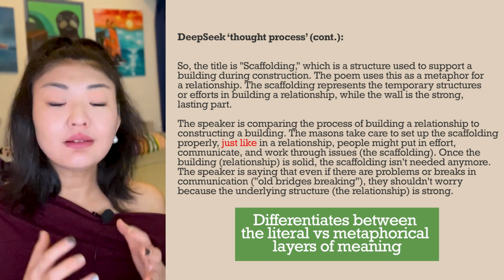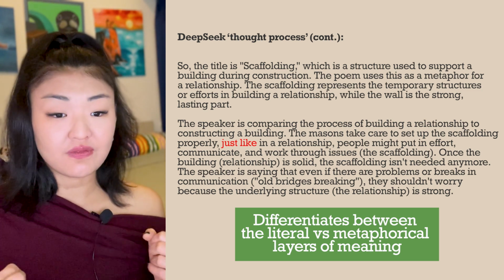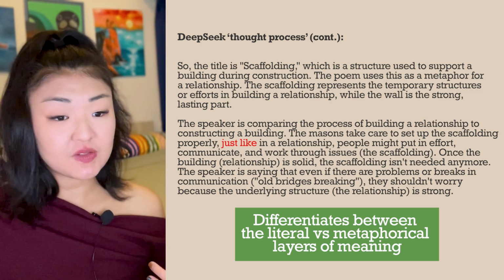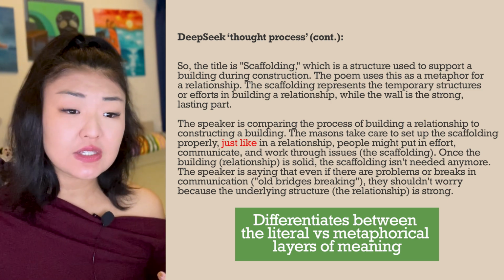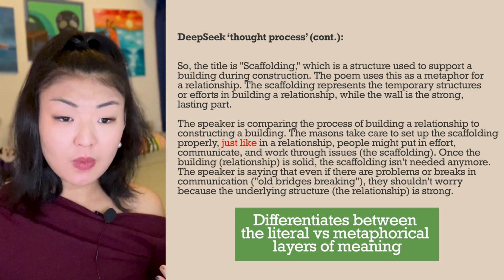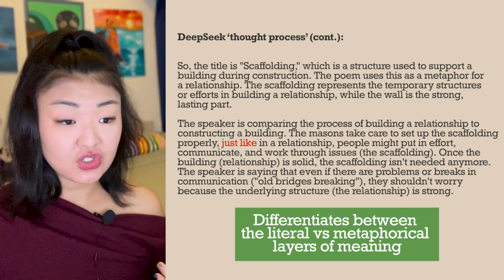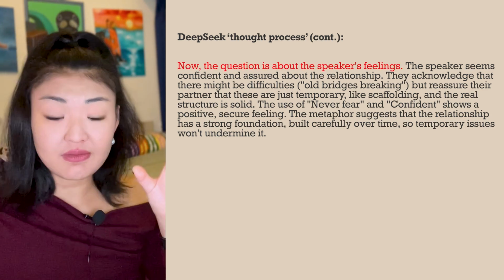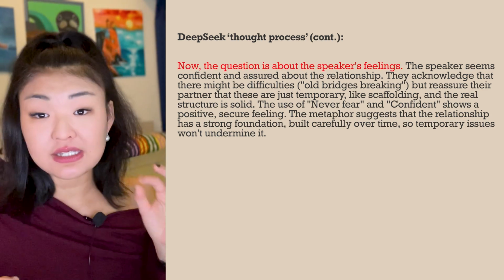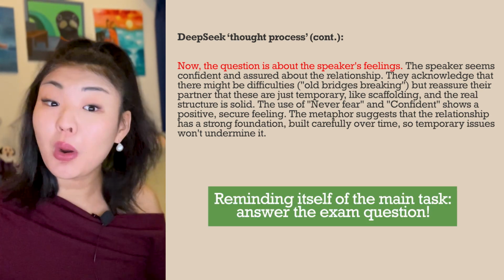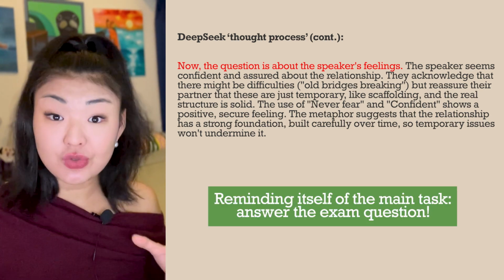And once the building, which we can understand as the vehicle for the relationship, is solid, the scaffolding isn't needed anymore. The speaker is saying that even if there are problems or breaks in communication, using a quote, old bridges breaking, they shouldn't worry because the underlying structure is strong. Now, the question is about the speaker's feelings. Now, this transition point right here is super important because what the AI is doing is reminding itself not to go off on a tangent and to stick to answering the question, right?